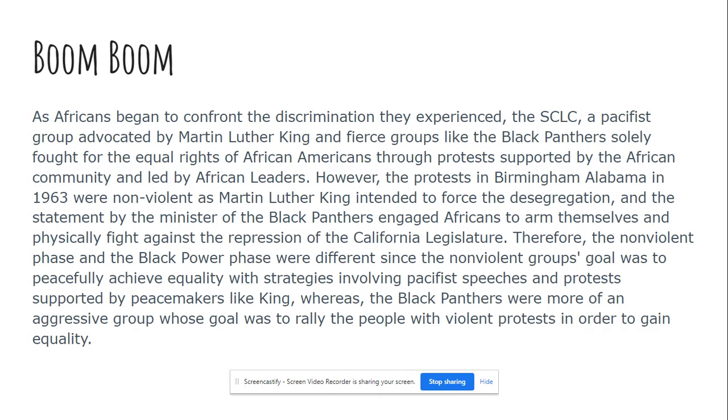And we're seeing what's in common between these two movements. What we see in common is that they both are fighting for equality for African Americans. They both have strong leaders. Okay, that's something in common.